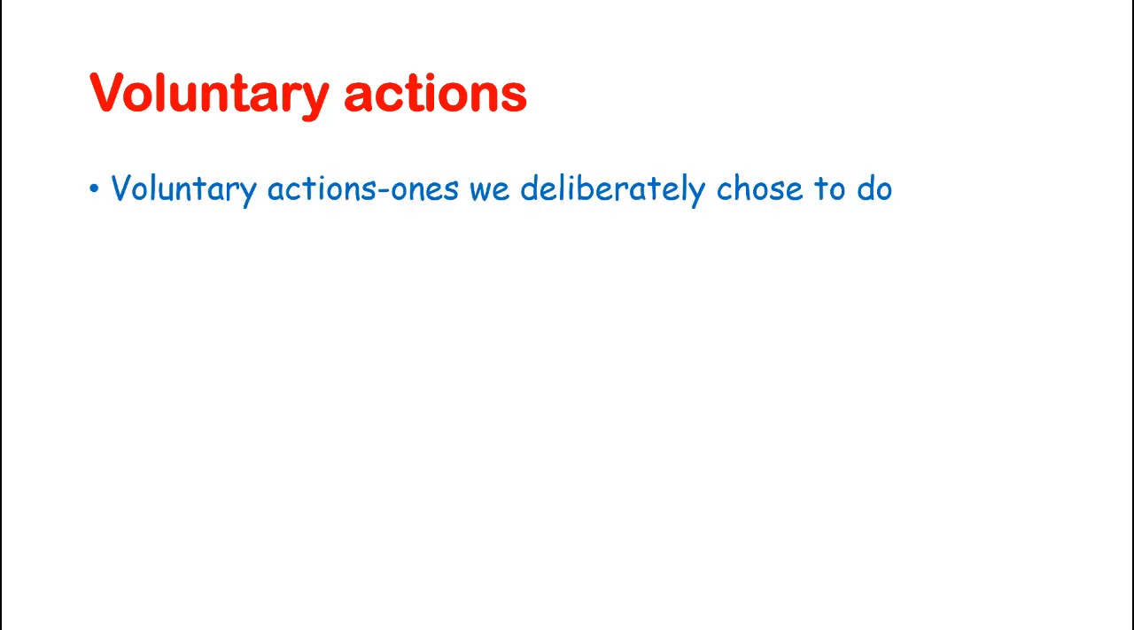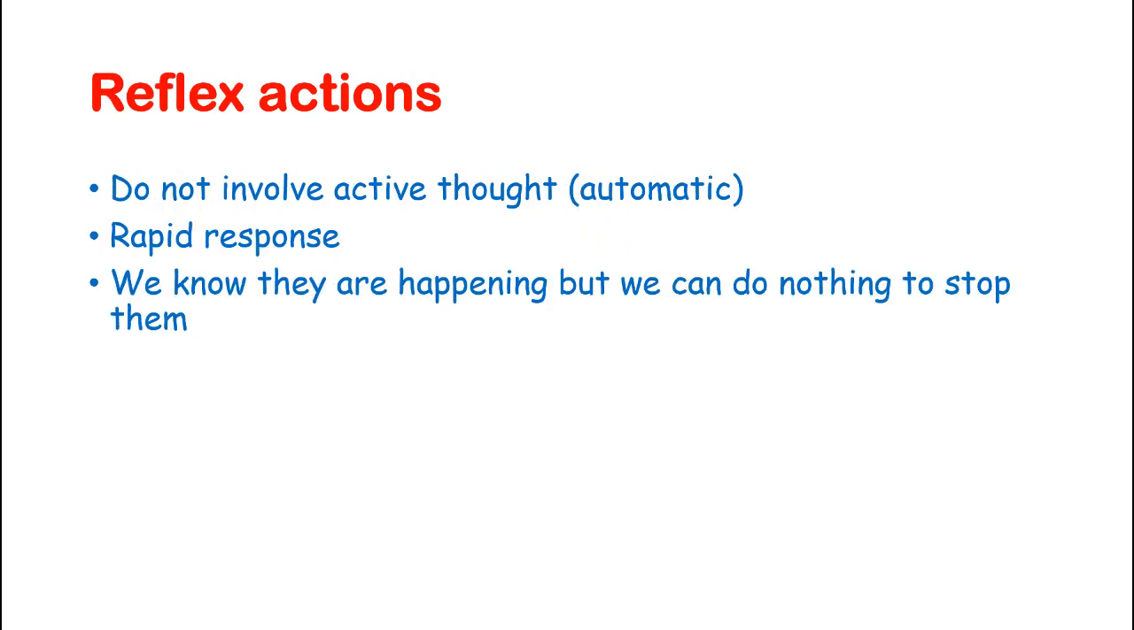All of our actions can be split up into voluntary actions or reflex actions. So a voluntary action is one that we choose to do, and it usually involves the brain as the coordinator. Whereas reflex actions don't involve us thinking about them. They're usually automatic and there's a rapid response. We know they're happening, but we can't do anything to stop them.